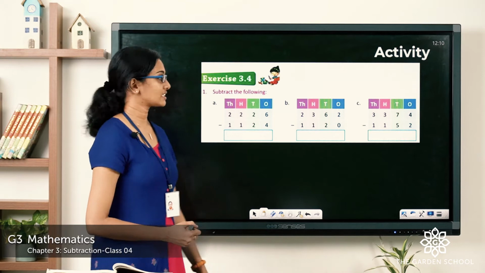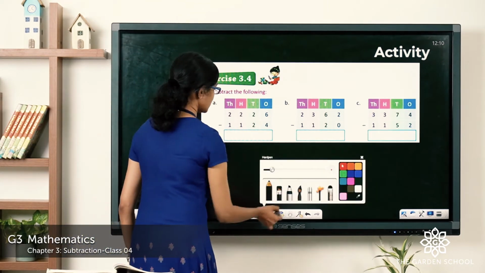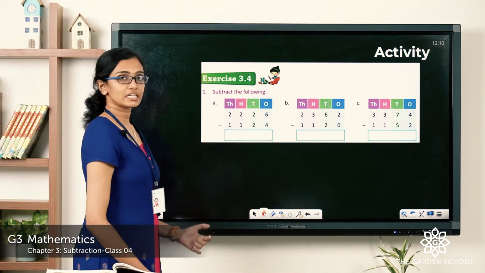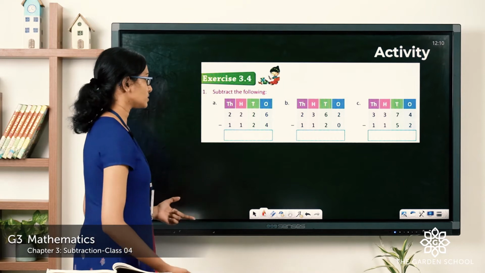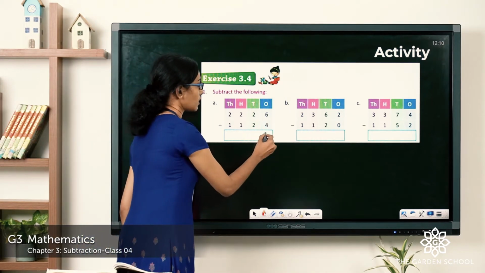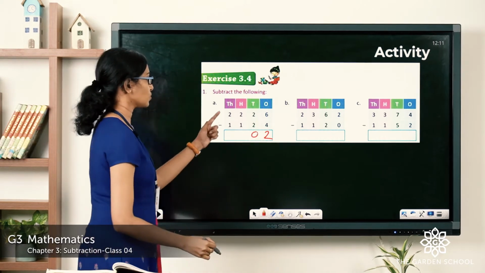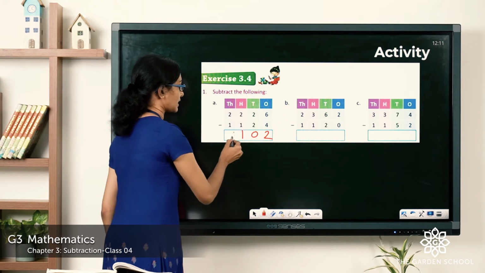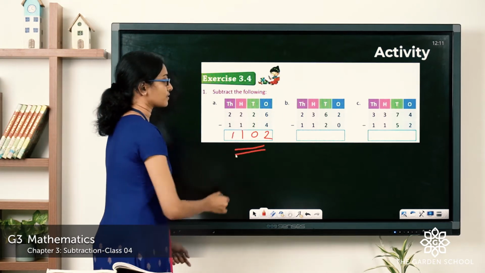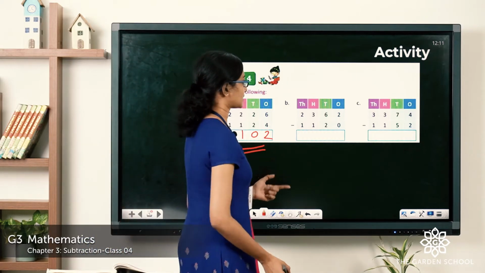Let's see the first question. Subtract the following. Question A is 2226 minus 1124. Let's do the subtraction. 6 minus 4, 2. 2 minus 2, 0. 2 minus 1, 1. And 2 minus 1, again 1. So, what is the difference? 1102.